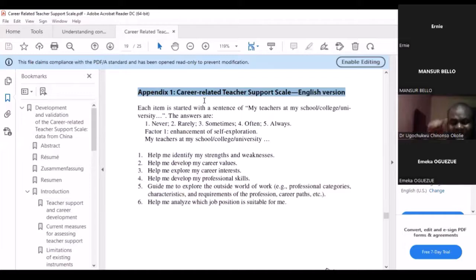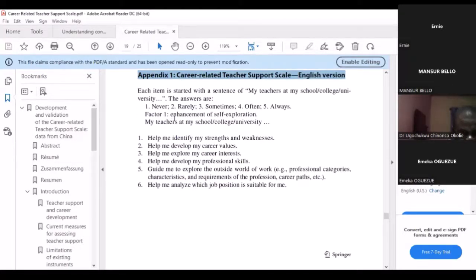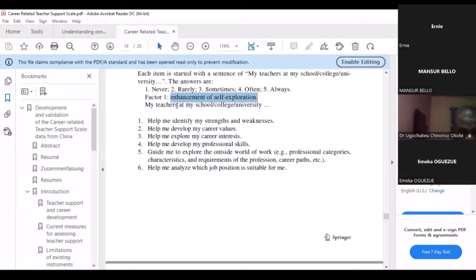So it is your duty as a researcher, when you conceptualize your research title, to find out where to adapt the instrument to measure the variable that you intend to measure. Is that clear? So look at factor 1, which is enhancement of self-exploration: my teachers at my school, college, university help me identify my strength and weakness. So you can see one of the items that we adapted.